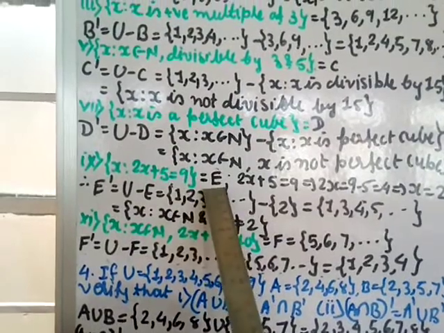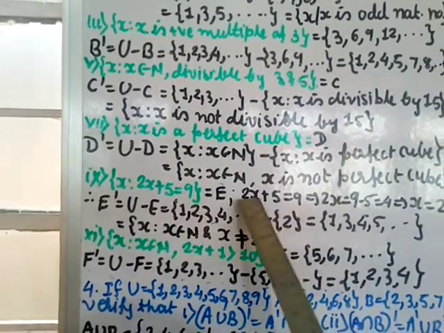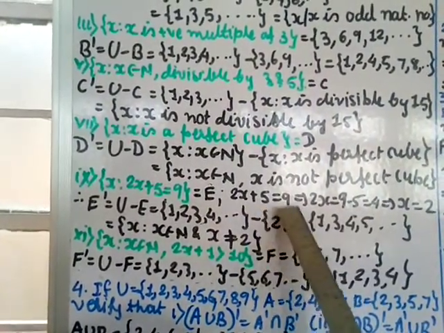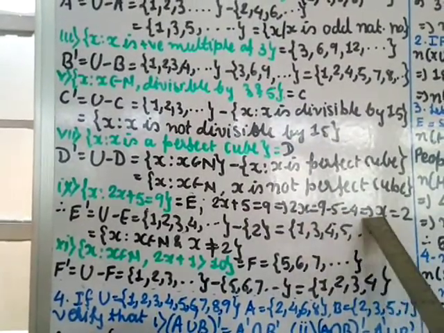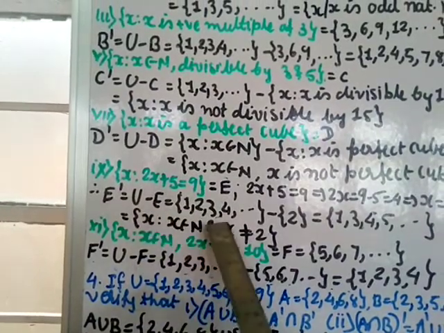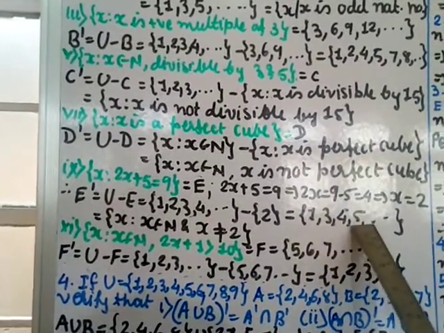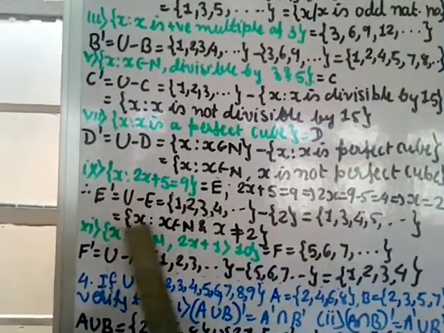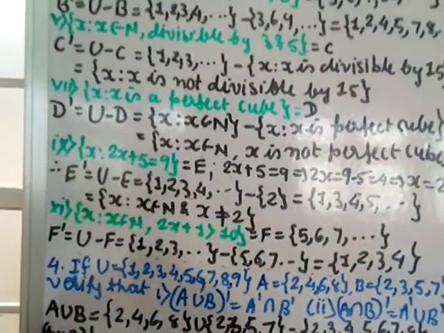Number 9, x such that 2x plus 5 equals 9. Call it E. Now first let us find the value of x. This 5 I will transfer here, so you get minus 5. 2x plus 5 is equal to 9. Transfer this 5 here, so 9 minus 5 gives you 4. If I divide by 2, I will get x value as 2. So I have to exclude only 2 from the universal set. So E dash is equal to U minus E. U is 1, 2, 3 up to infinity minus 2. And this gives you 1, 3, 4, 5 and up to infinity. Or you can write this set as x such that x belongs to N and x is not equal to 2. The rest of the natural numbers are included.